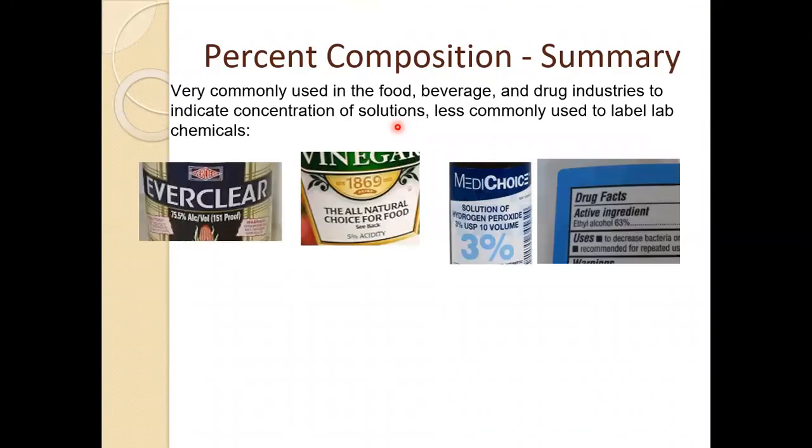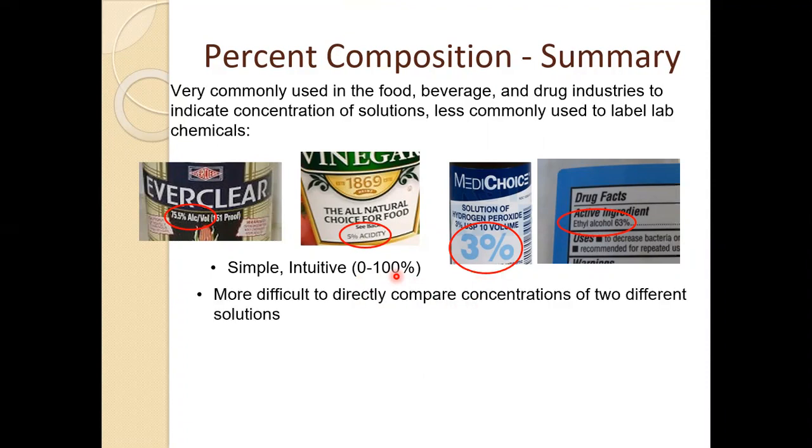So for example, Everclear is labeled with not only its proof, but also its percent volume. Vinegar is labeled with its acidity. Hydrogen peroxide is labeled with its percent. And very relevant nowadays, hand sanitizer is also labeled with percent volume of ethyl alcohol. It's the active ingredient in that particular product. What's nice about percent composition is it's a relatively simple way of describing the composition of a solution. And it's also very intuitive because the only possible values are 0 to 100%. A lower percent means less concentrated, a higher percent means more concentrated.